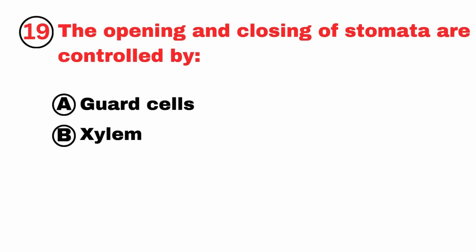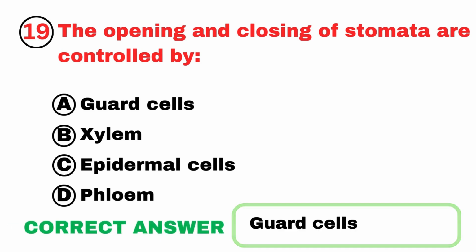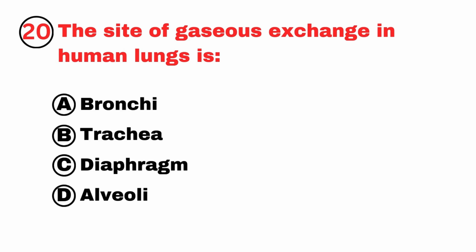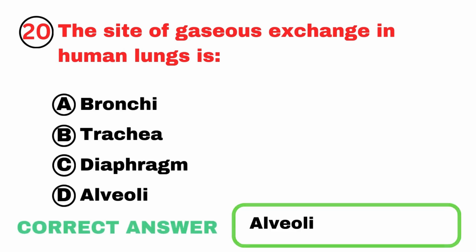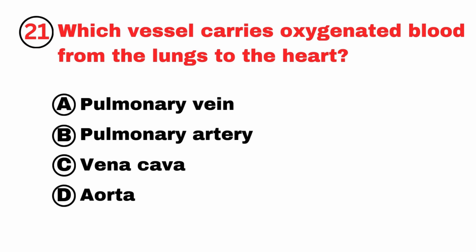The opening and closing of stomata are controlled by guard cells. The site of gaseous exchange in human lungs is alveoli. Which vessel carries oxygenated blood from the lungs to the heart? Pulmonary vein.